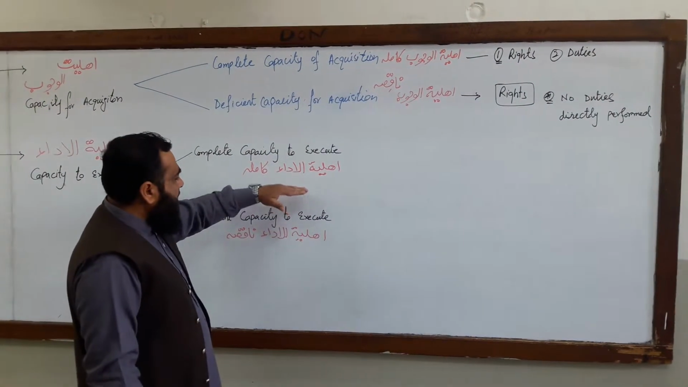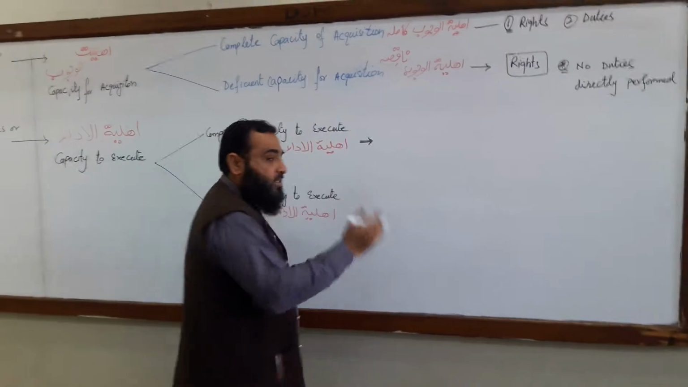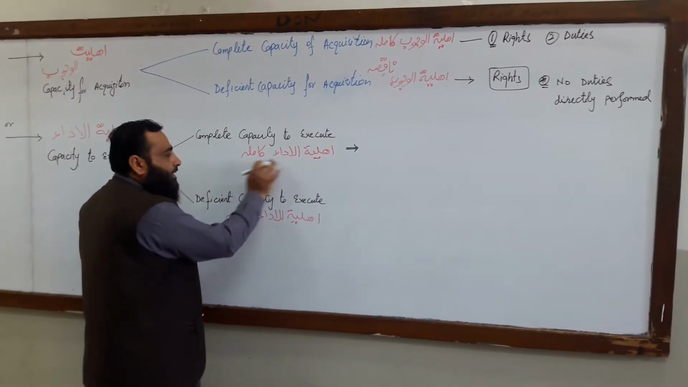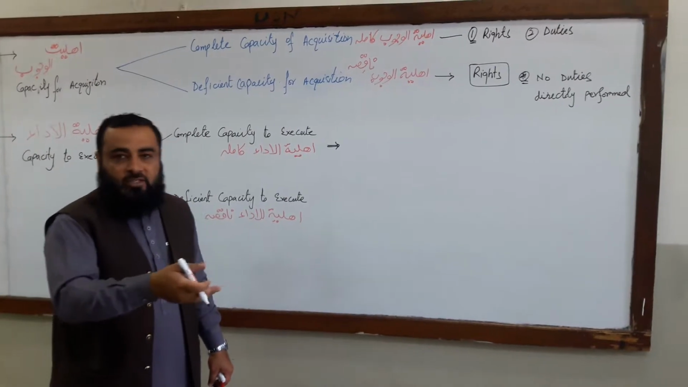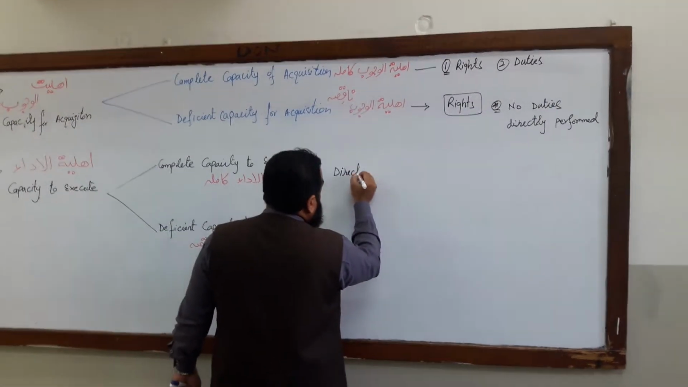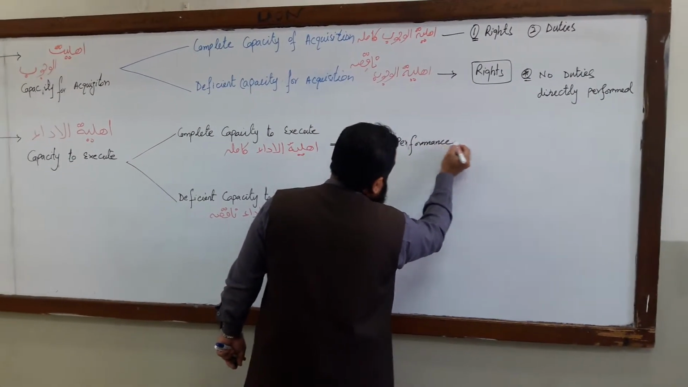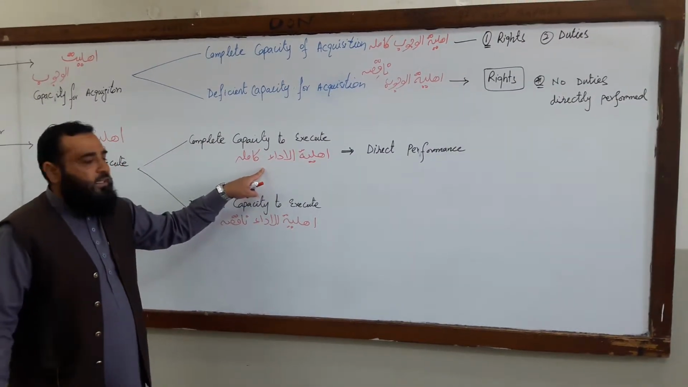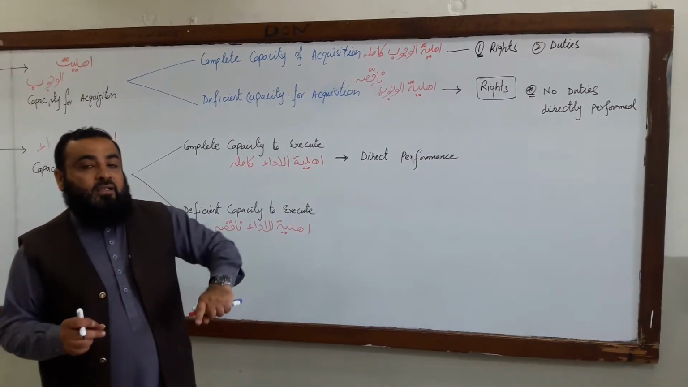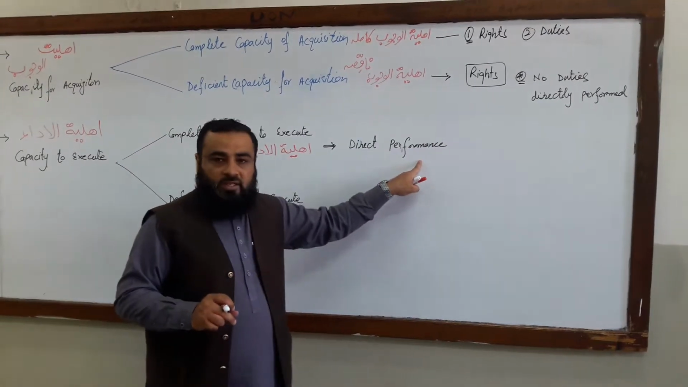Now how we can differentiate between اهليت الاداء كاملة and ناقصة? In كاملة, as we discussed at the beginning, that اهلیت ادا is about the performing, ادائیگی کی بات چل رہی ہوتی ہے, how to perform. Direct performance is discussed under اهلیت الاداء. It means that if a person possesses اهلیت الاداء كاملة, he himself will perform his duties. He himself will get his rights directly. So this is the direct performance in اهلیت الاداء.